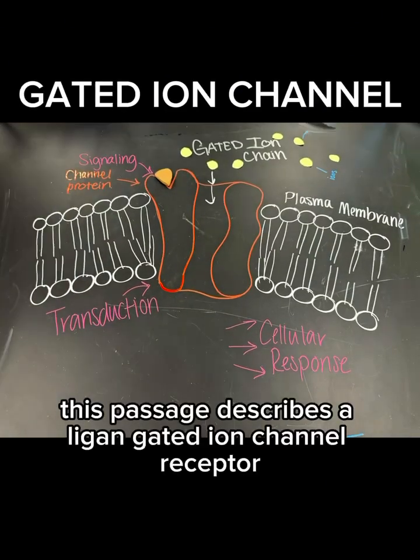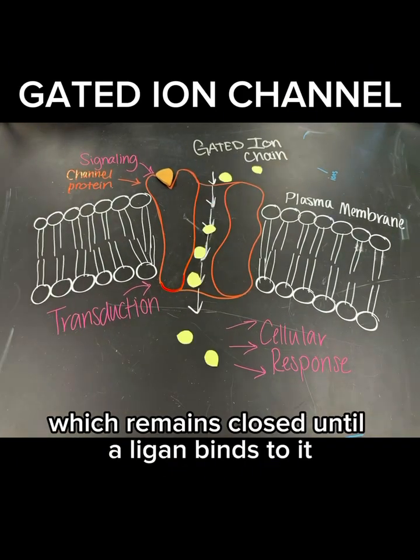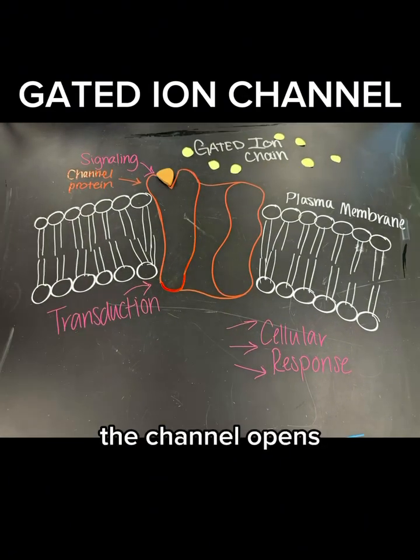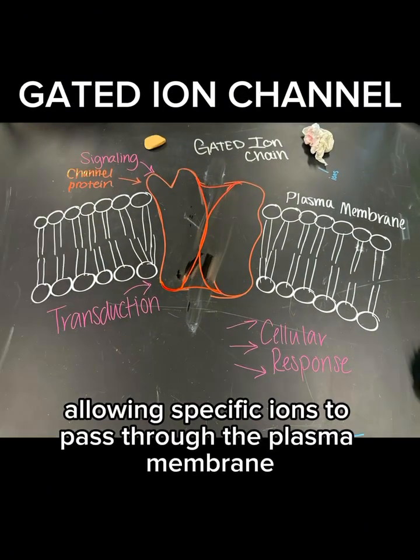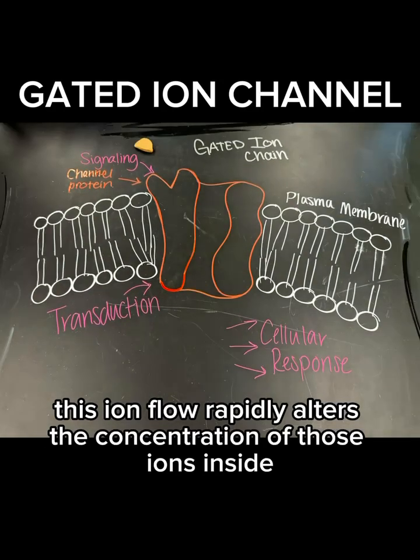This passage describes a ligand-gated ion channel receptor, which remains closed until a ligand binds to it. When the ligand binds to the receptor, the channel opens, allowing specific ions to pass through the plasma membrane. This ion flow rapidly alters the concentration of those ions inside of the cell.